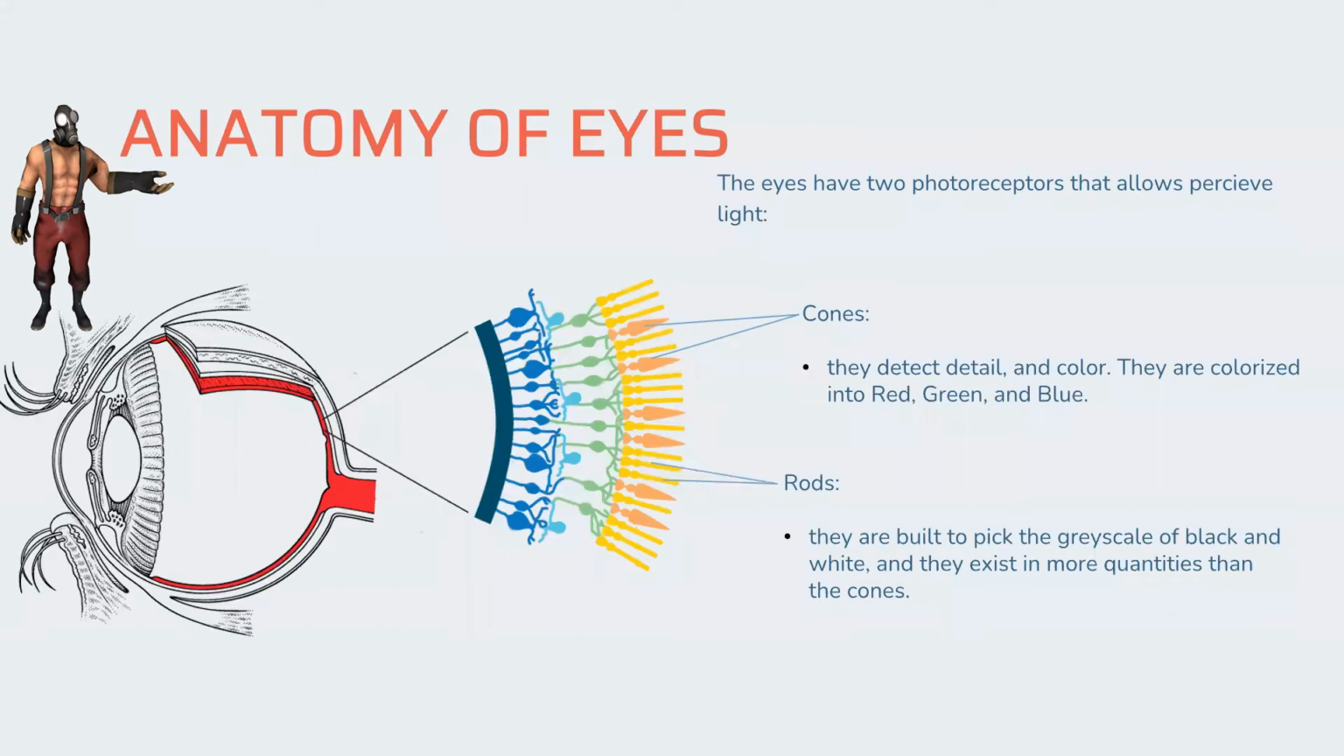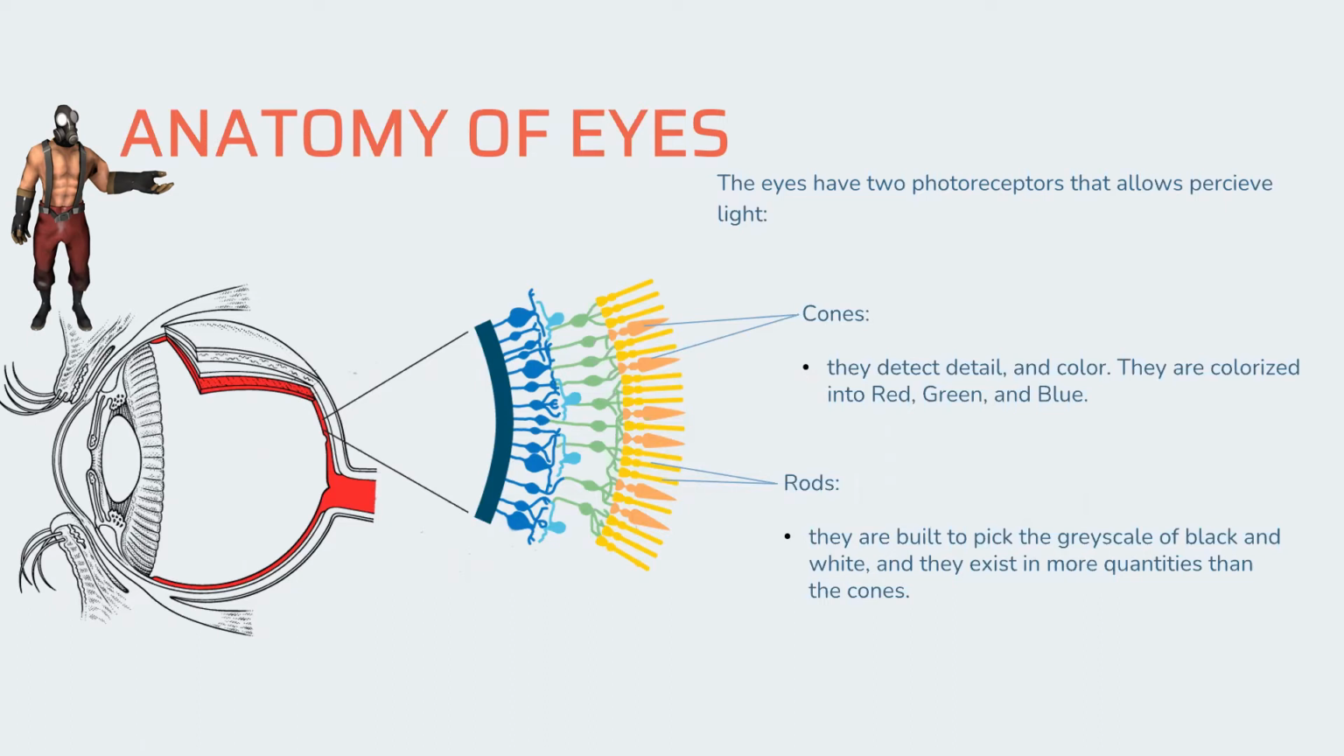Now we move to the photoreceptors. The eye contains two main photoreceptors, and they are the cones and rods. So basically, cones help us analyze and understand colors, and the rods help us understand black and white, and they exist in more quantities than the cones.